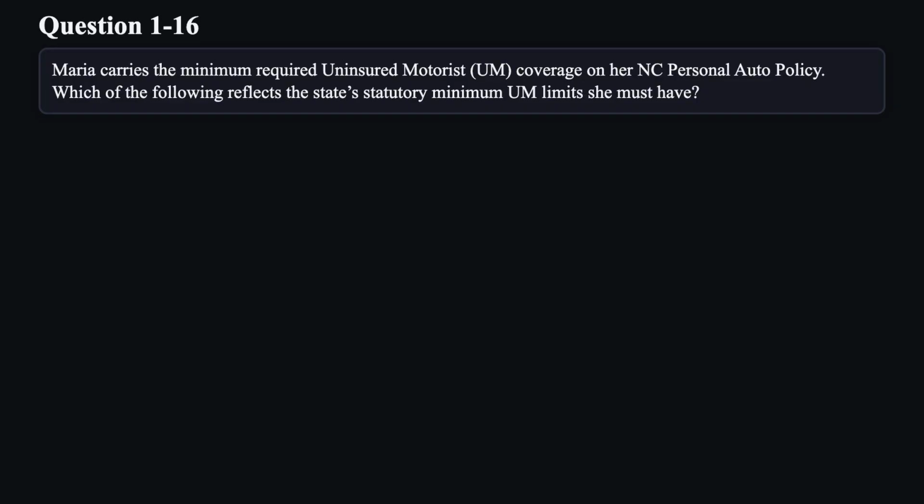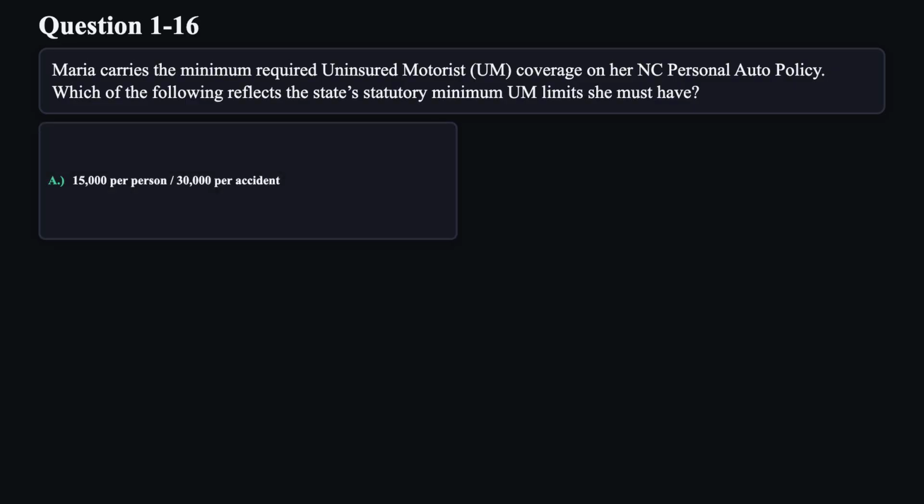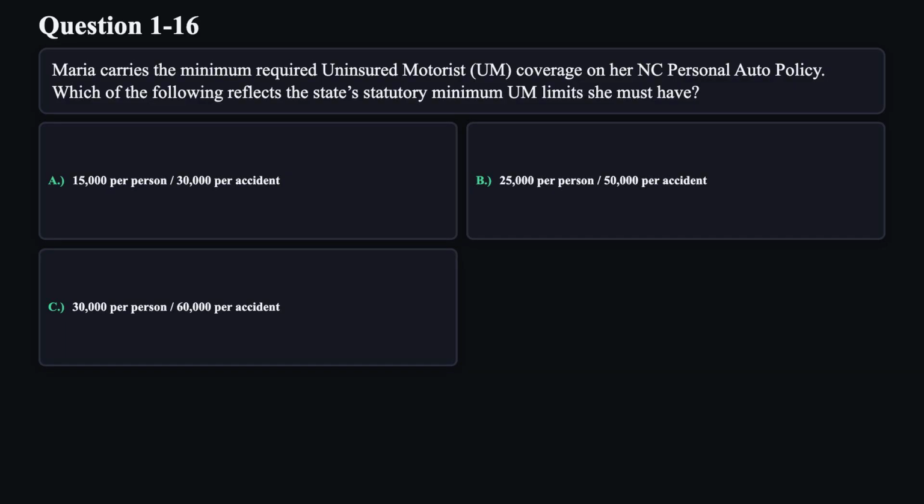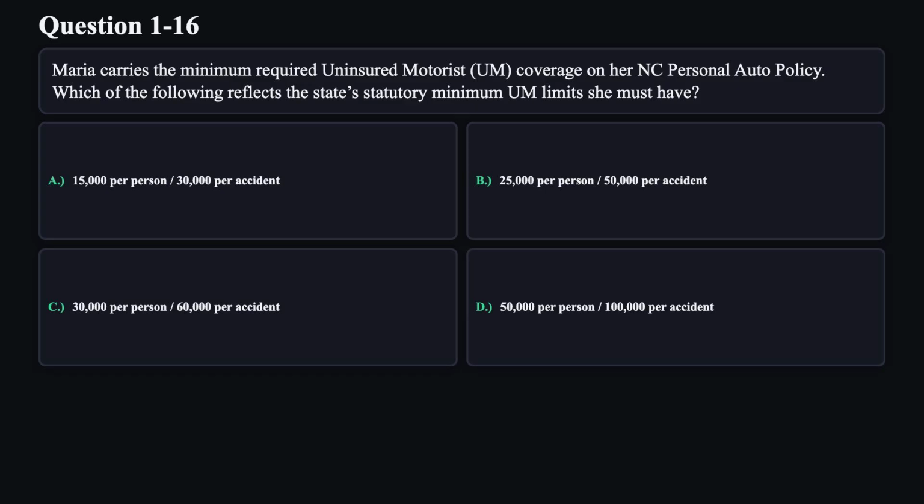Question 16. Maria carries the minimum required uninsured motorist coverage on her NC personal auto policy. Which of the following reflects the state's statutory minimum limits she must have? A. $15,000 per person or $30,000 per accident. B. $25,000 per person, $50,000 per accident. C. $30,000 per person, $60,000 per accident. D. $50,000 per person, $100,000 per accident.